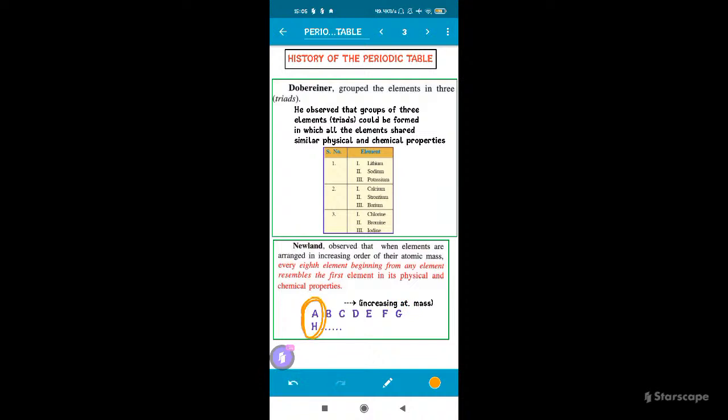So A and H will have similar chemical and physical properties. This was a very good observation made by Newland, but it was not applicable for elements which have high atomic mass. From calcium only it started becoming obsolete. It was not useful. As a result, Newland's observation was also not very fruitful in the near future. But owing to these two problems, or the problems which we will learn in the next slide also, finally the periodic table which we now see was formed.